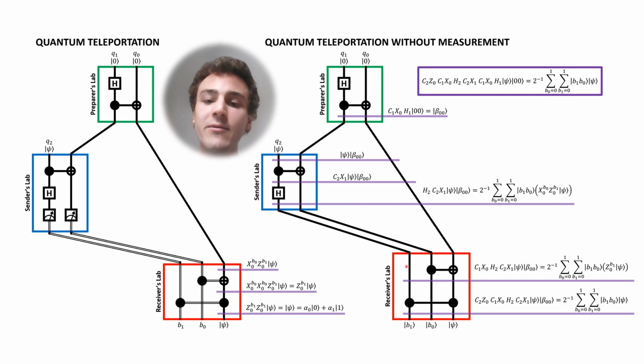And then in the receiver's lab, we have exactly the same state. So this state over here that has this big double sum at the very end of the sending procedure, it is exactly the same state that is present in both of these protocols.